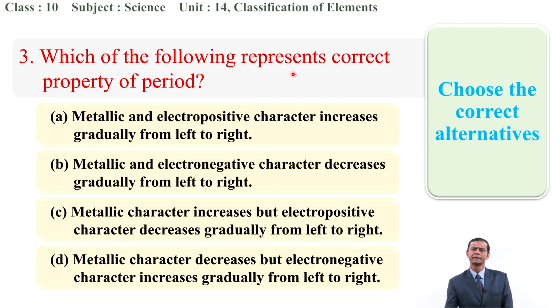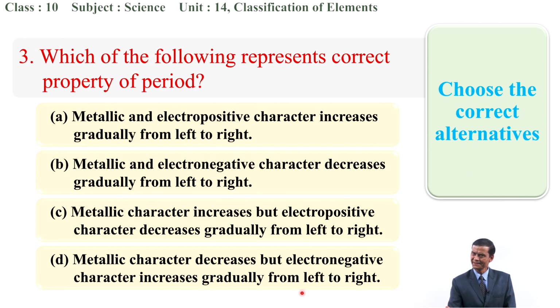Which of the following represents the correct property of period? Let's check the alternatives. Metallic and electropositive character increases gradually from left to right. Is it correct? Second option is metallic and electronegative character decreases gradually from left to right. Is it correct? Third one is metallic character increases but electropositive character decreases gradually from left to right. And the last option is metallic character decreases but electronegative character increases gradually from left to right.